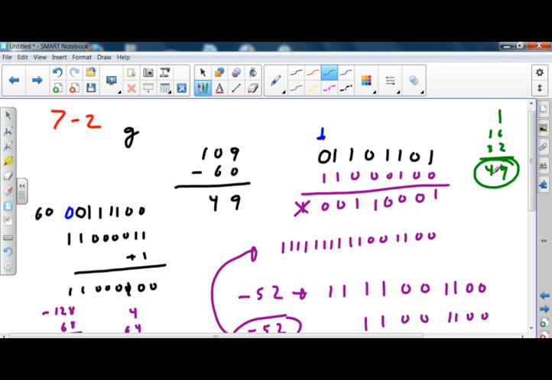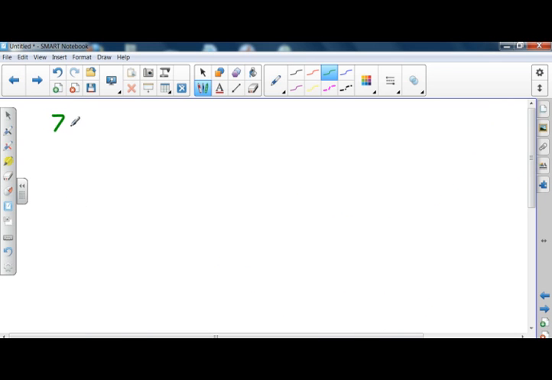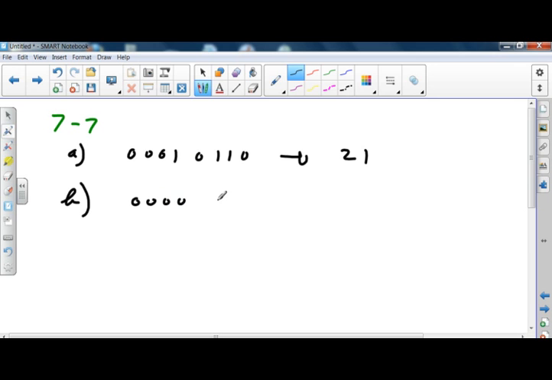All right, now we're going to look at 7, 7. Don't want to confuse anybody. We want to convert the following 2's complement numbers to decimal. A: I got 0, 0, 0, 1, 0, 1, 1, 0, and we want that as a decimal. 22. B: 0, 0, 0, 0, 1, 1, 1, 1, 15.